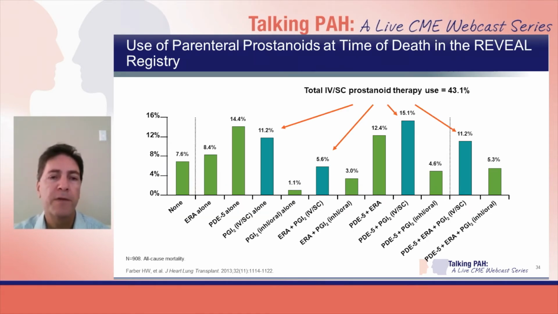Now, here's one observation that we found from the REVEAL study, which is the use of parenteral prostanoids at the time of death in the REVEAL registry. So individually, if you add these up, the 11.2, 5.6, 15.1, and 11.2 come up to 43.1% of patients that had been on prostanoids when they died. Now, we all know that patients can die suddenly, but oftentimes their death is heralded by worsening. And over 50% of these patients who died weren't on prostacyclin therapy. So that's a little bit shocking, but maybe not surprising.